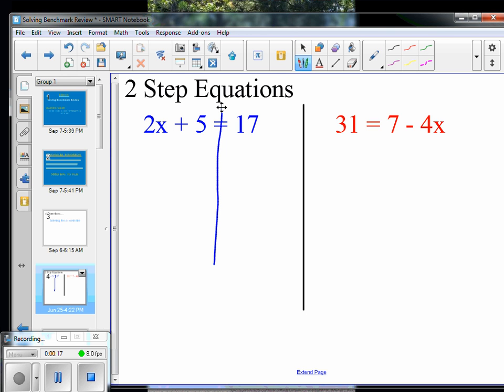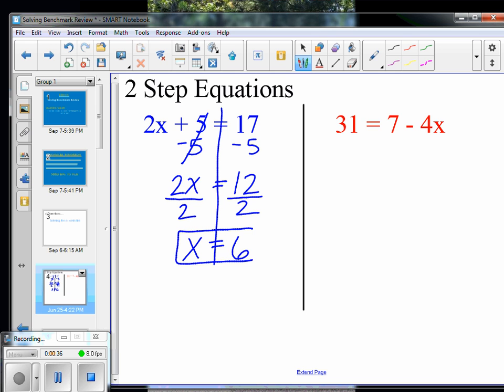Draw your line. We always get rid of the add subtract first, so we're going to minus 5. Bring down your 2x. 17 minus 5 is 12. And then anything right next to each other is connected by multiplication, so the opposite is to divide. Our final answer for this one is x equals 6, and that's going to be the easiest type you see on your benchmark.